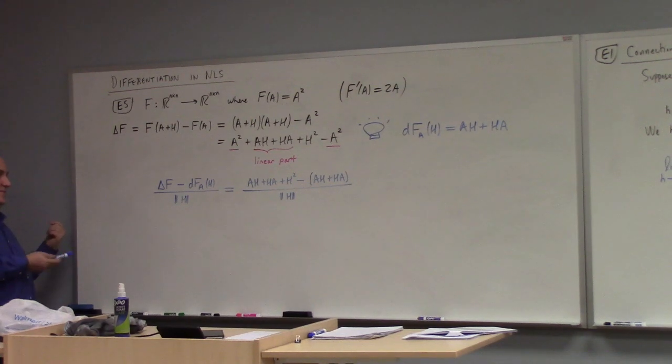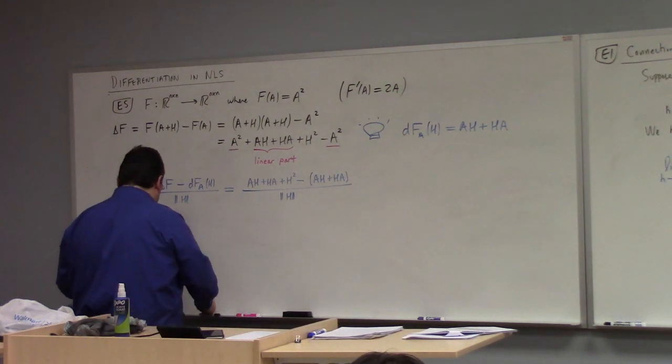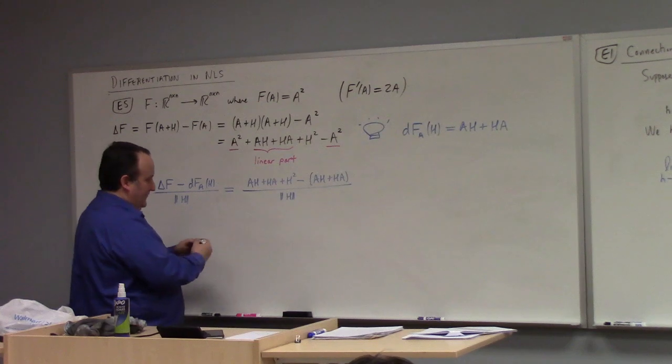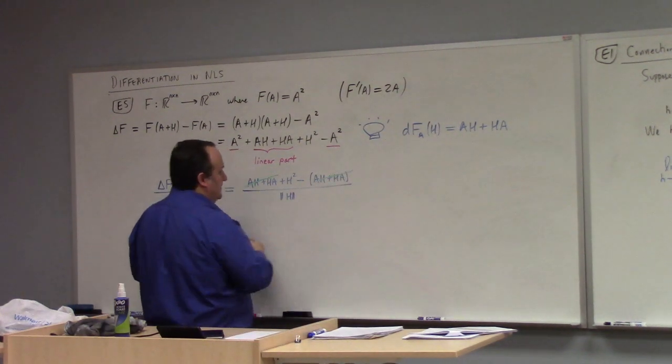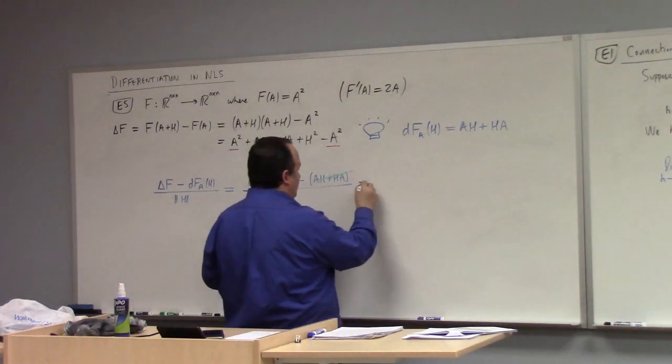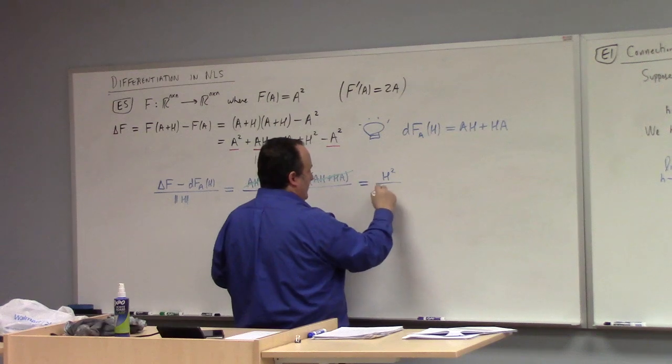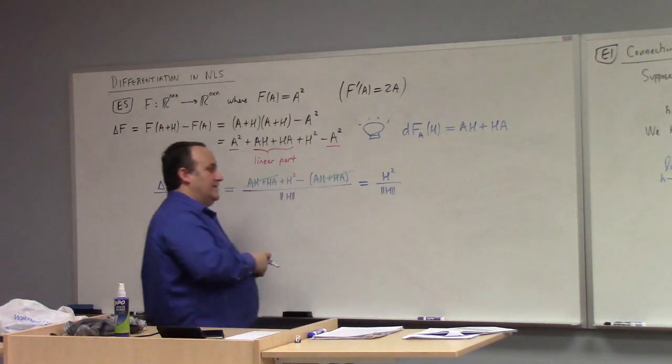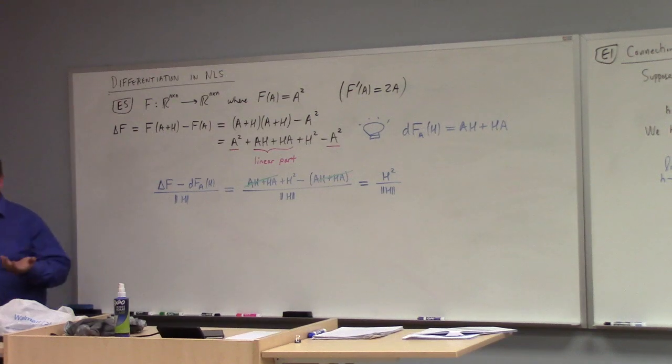So of course, this and that would be canceling. And what are we left with? We're left with h squared over the norm of h, right? Now, in order to show that this function is differentiable with the differential as claimed, we need to show that this limits to 0, right? So how should we do that?